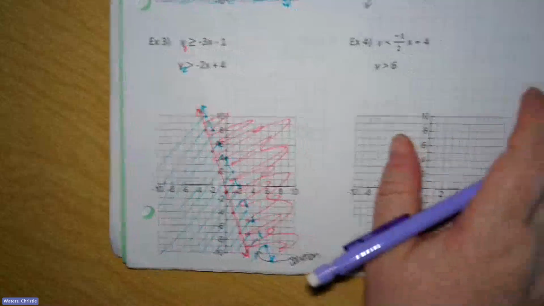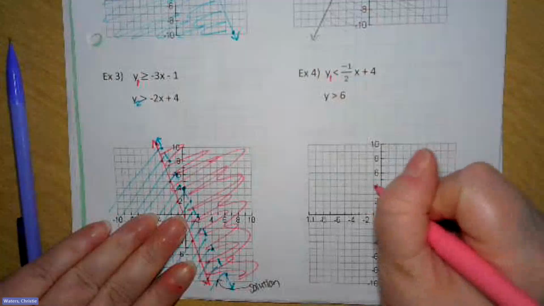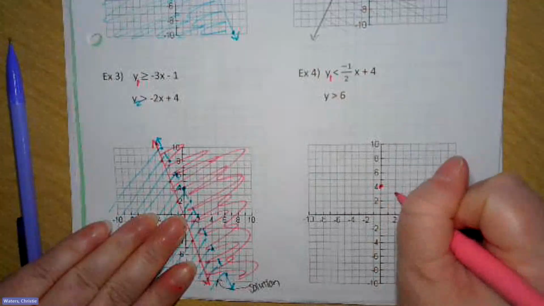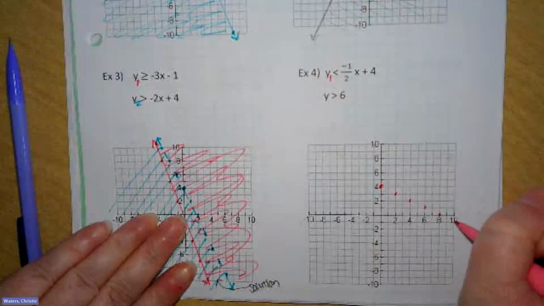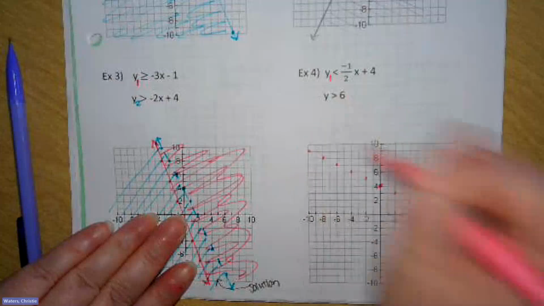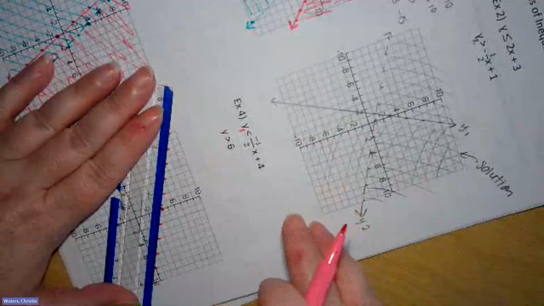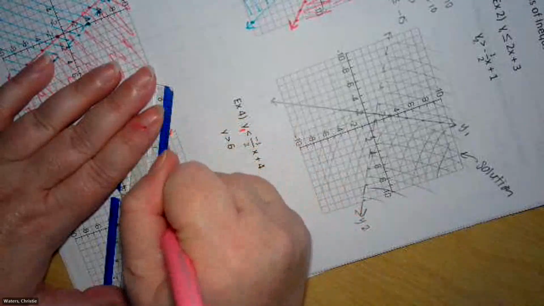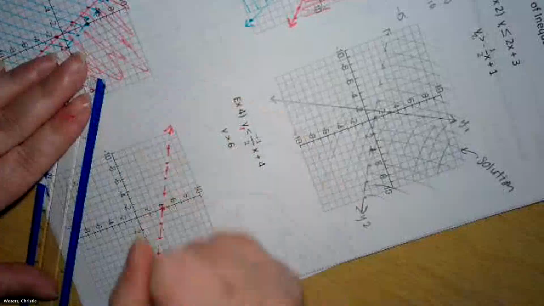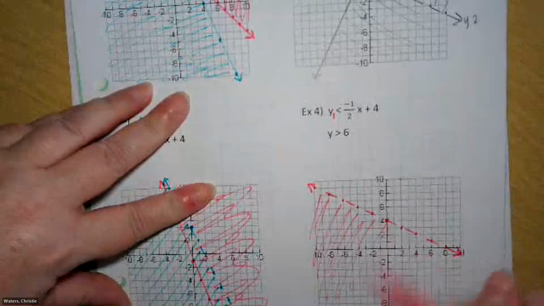All right, and last but not least, looks like we have a horizontal line for this one. So y1 has a y-intercept of 4 and a slope of down 1 over 2. There we go. This is a dotted line because it's just a less than as opposed to less than or equal to. And it's less than, so I'm going to go under. There we go. All right, and now let's do y2.